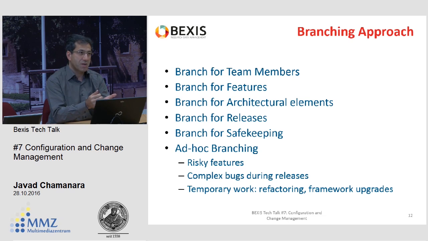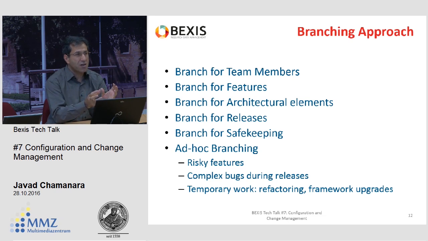Ad hoc branches are normally not planned in advance, and they are not long-lived branches. It's temporary work. For example, we want to refactor, or upgrade our .NET framework, and we don't know the effects. In that case, we create a temporary branch and do the work there. If everything is fine, we merge it back to the main branch, or whatever branch we forked from, and then remove that ad hoc branch.